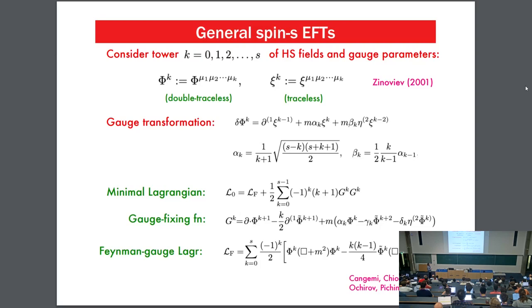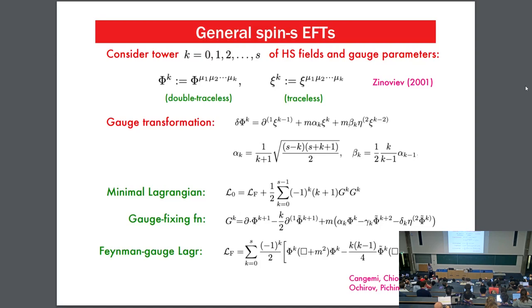So I'm going to introduce a tower of higher spin states that goes all the way from 0 to spin s. Spin s is our physical state, and all the other ones are Stueckelberg fields. And I'm going to use this framework of Sinyukov from 2001. So you assume that the fields are double traceless, meaning that you can take one trace, but when you take the second trace, it goes to 0. Then we have gauge parameters, which we're going to assume are just traceless.